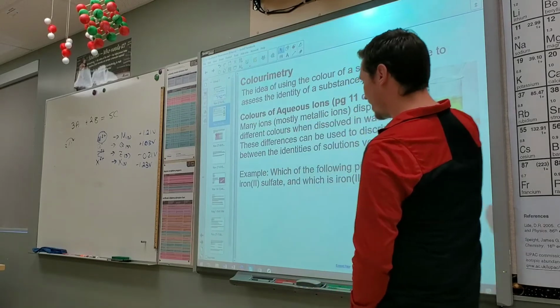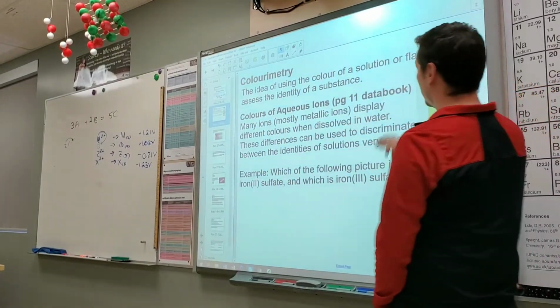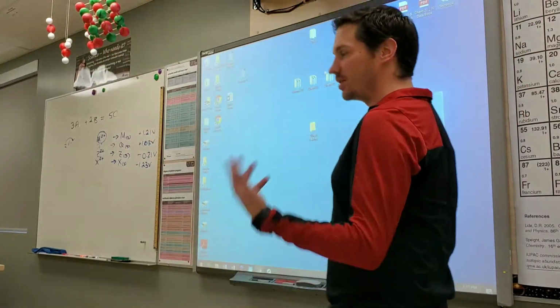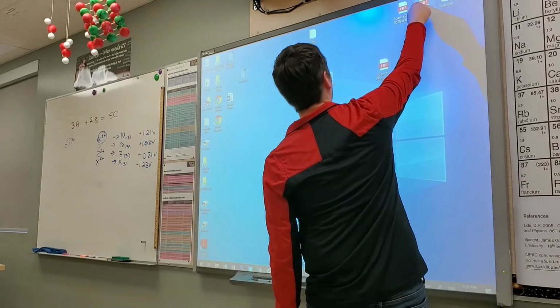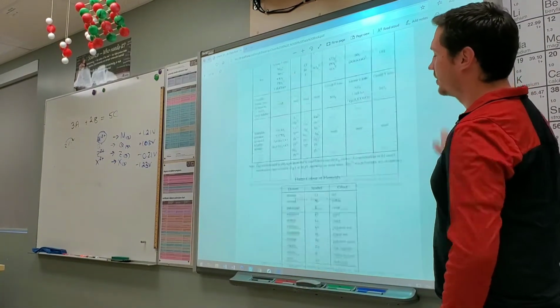Colors of aqueous ions. What I'd like you to do is take out your data booklet and go to page 11 on your data booklet. And I will do the same thing. If you don't want to, then you can just look at the smartboard. It's basically way at the back.